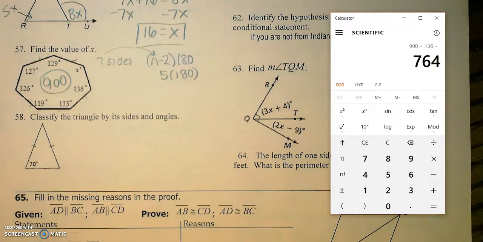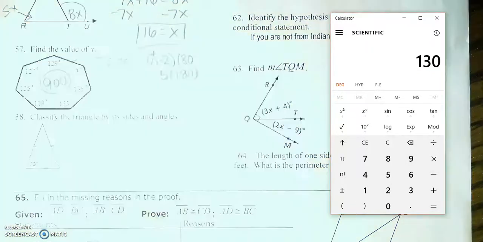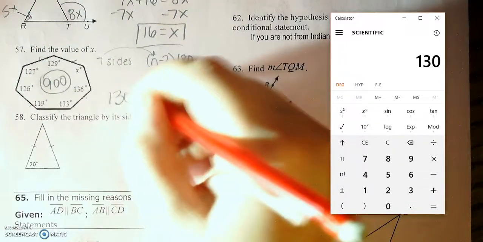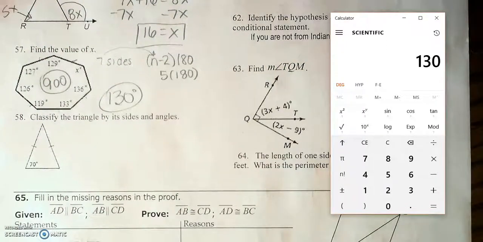We got 136, 133, 119, 126, 127, and 129. So let's subtract all those there. And the leftover should be 130. So that's your x. All right, 58, classify the triangle by sides and angles.